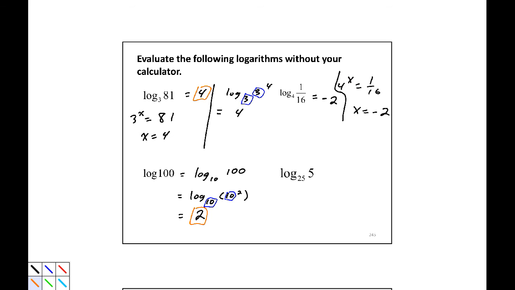And for our last one, we have log base 25 of 5. Well, let's see. 25 to what power equals 5? Now, because 25 is actually 5 squared, that means that the square root of 25 is equal to 5. The exponent we use for the square root would be 1/2. So this result would be 1/2.